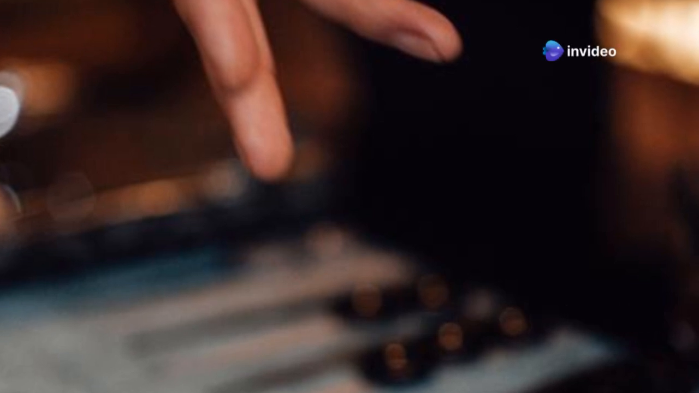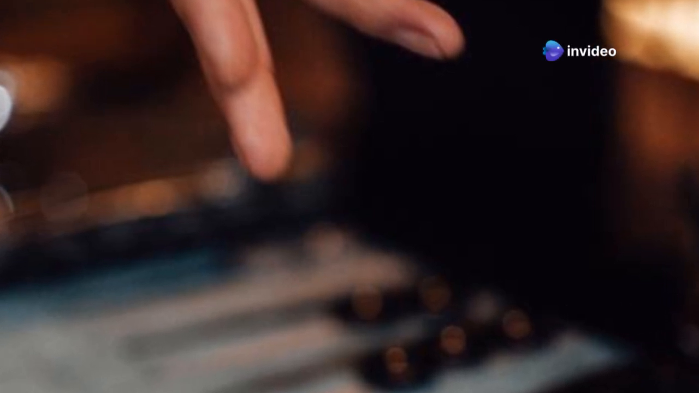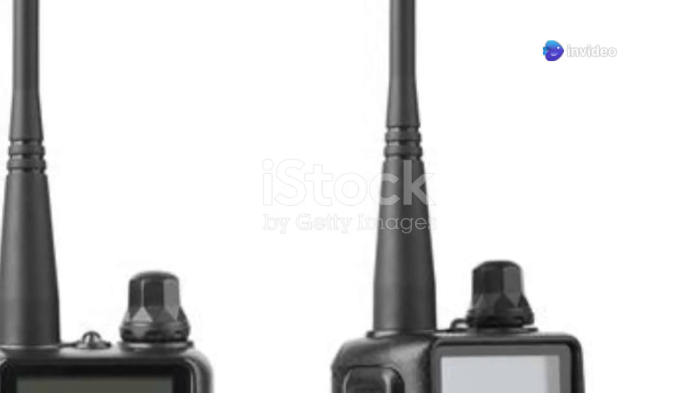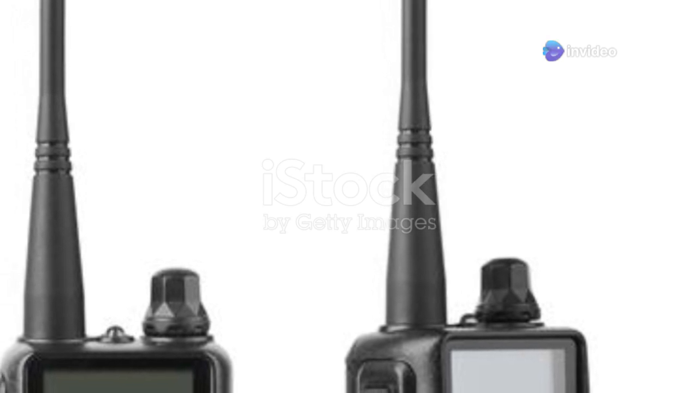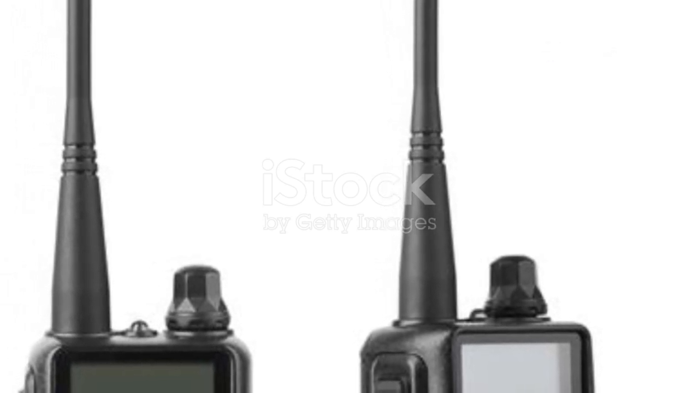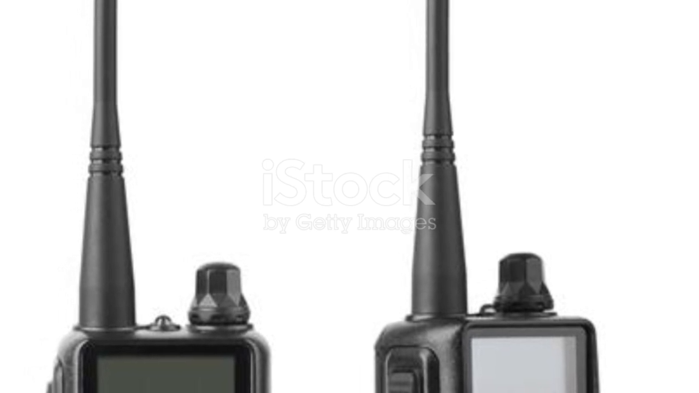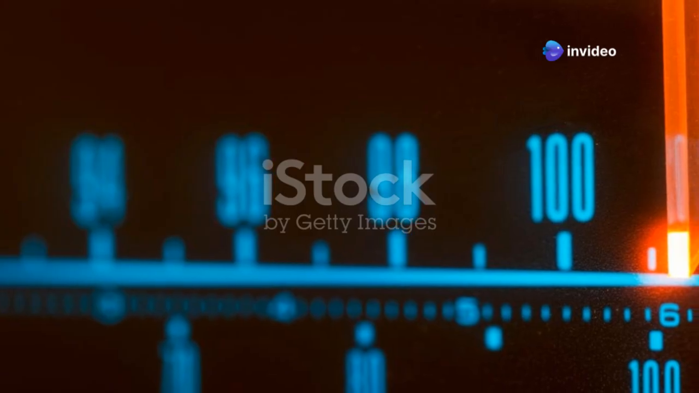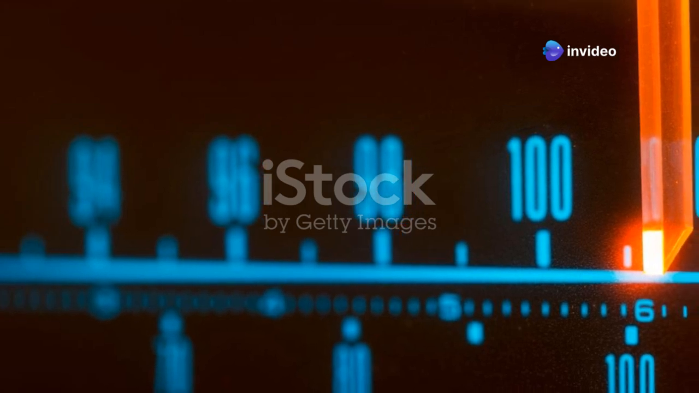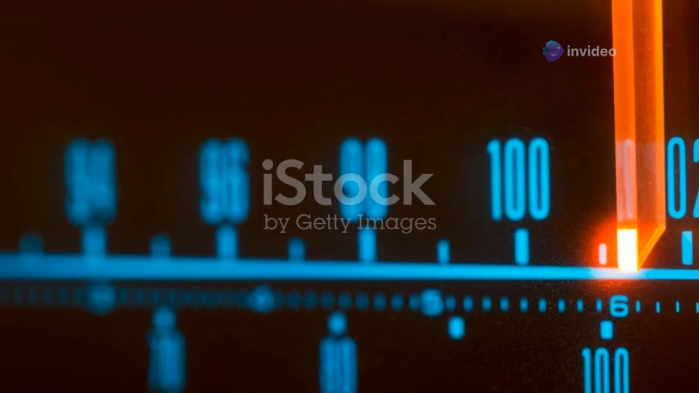Beyond basic SQUELCH, there are advanced types like tone SQUELCH, CTCSS, and digital SQUELCH, DCS. These advanced SQUELCH systems are designed to enhance communication clarity and security, making them essential tools for both amateur and professional radio users. These act like passwords, only allowing radios with the matching code to communicate. This ensures that only intended parties can join the conversation, adding a layer of privacy and reducing the chances of interference from other users.